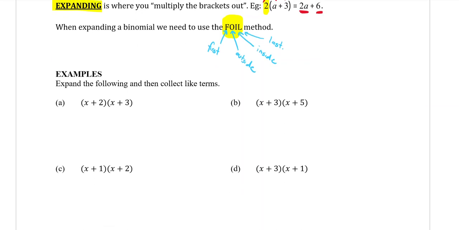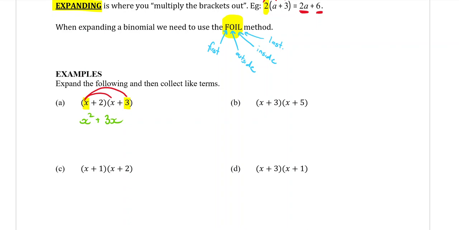Okay, so let's do this for question A here. The first thing in each bracket is the x with the x. So to do the F, I need to do x times by x, which makes x squared. x times x makes x squared, right? Next, I move on to the O, which means I want to do the outside things in it. I want to do x times by 3. What is x times 3? 3x, good. Now they're all plus signs, we're going to go plus 3x.